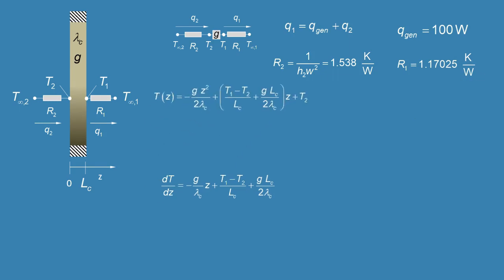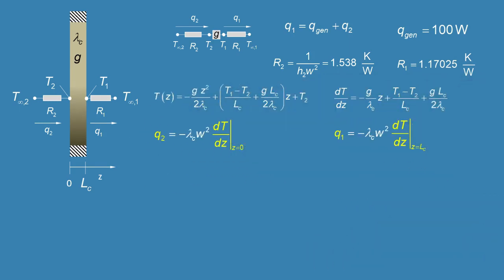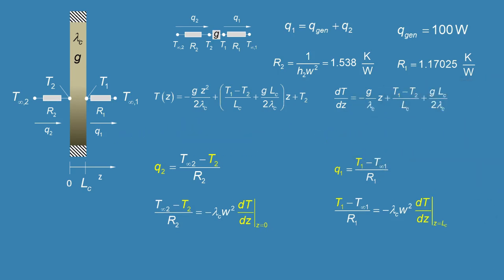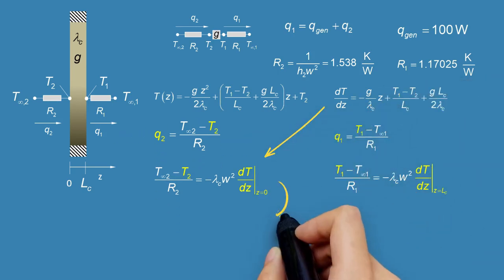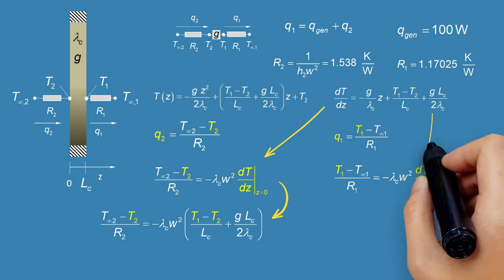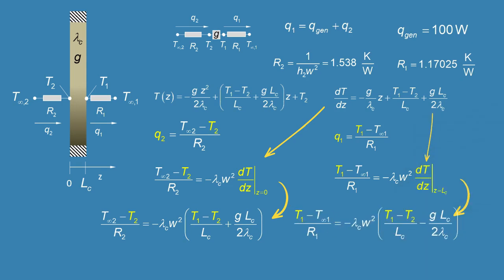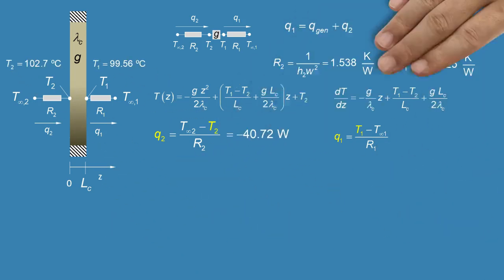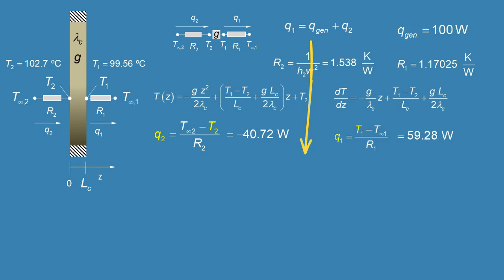Now, we can apply Fourier's law at the chip surfaces, and the temperature difference divided by the thermal resistance, with the derivative of T at z equal to 0 and the derivative of T at z equal to Lc. We have a system of equations that allows us to calculate T1 and T2. Once temperatures are known, we can calculate Q1 and Q2 and check the conservation equation.